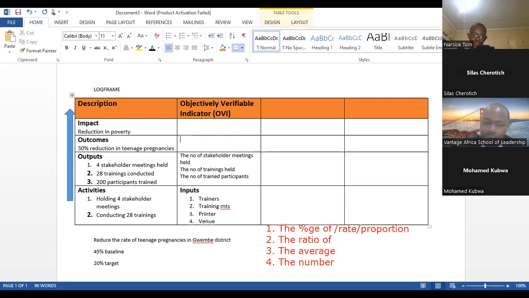For example, I have a bottle of water here. What do you use to measure how much water is in this bottle?